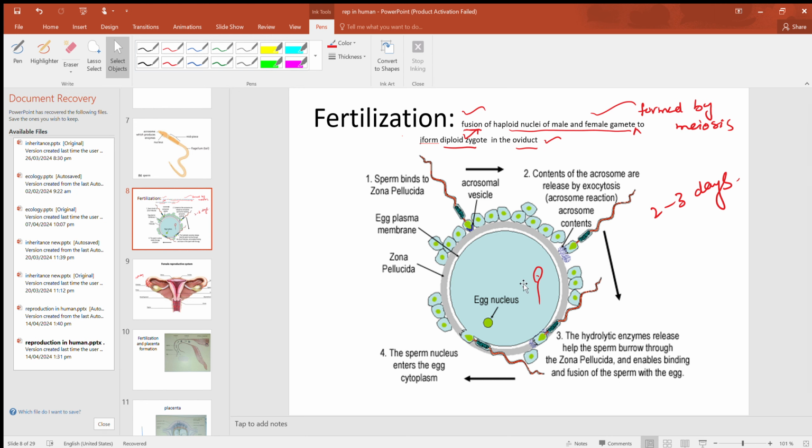Okay. Now inside the egg, what happens? The haploid nuclei of the male and female gametes, which are formed by meiosis, will fuse together and form a diploid zygote, and this process happens in the oviduct. Clear?